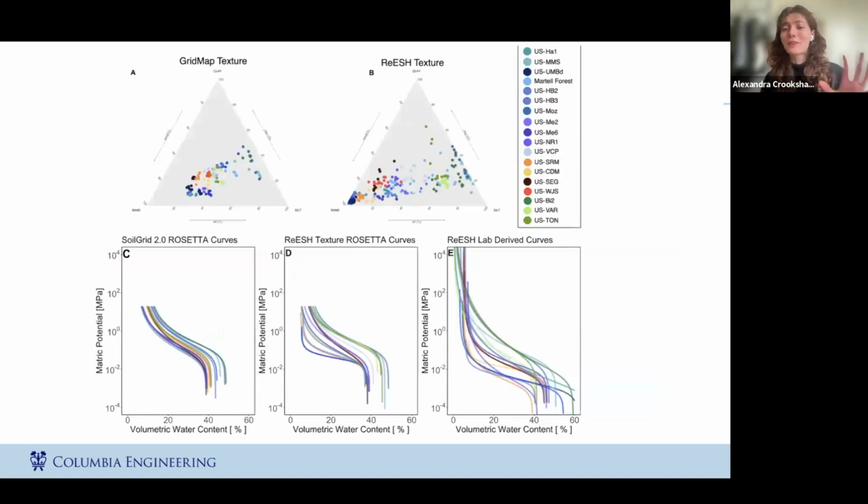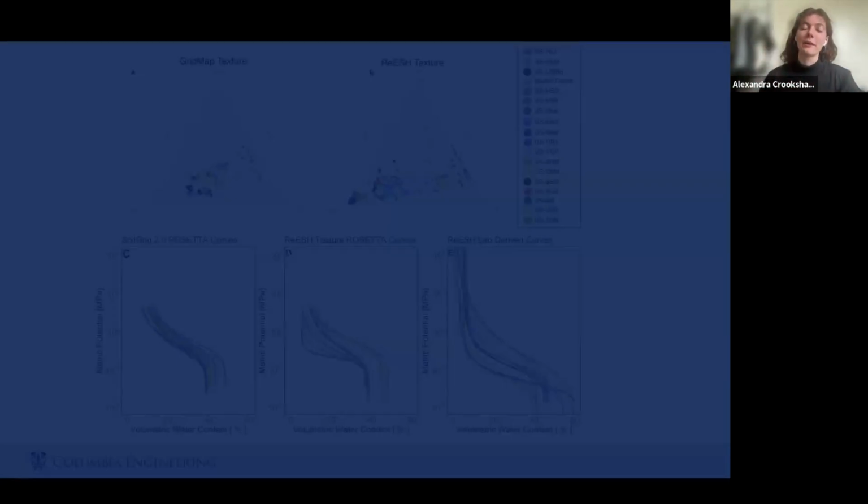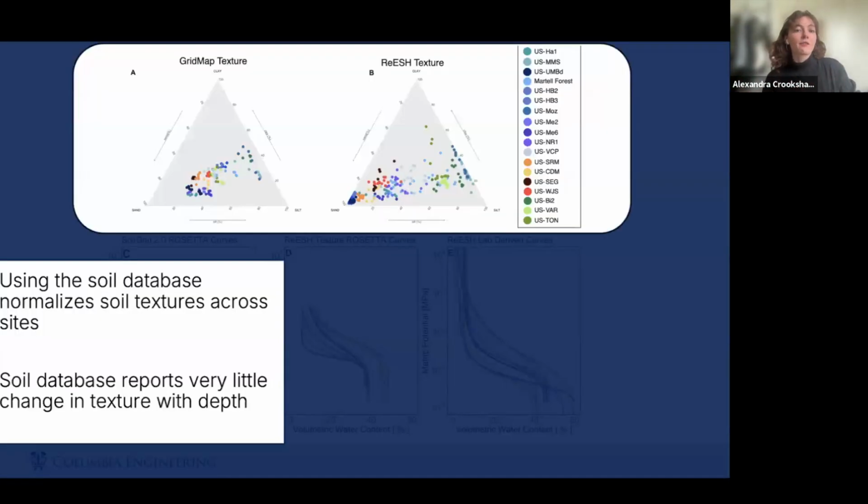And so to go right into the curves, this is all of it together, but it's a lot. So we'll break it up and take it step by step. First, just looking at the texture, on the left is the database texture that I mentioned, and on the right, the texture that we found in the lab. Using the database really normalizes the texture across sites. You can especially see that in some of the sandy sites where we found sand percent to be upwards of 70%. They're now being classified by the database as a sandy loam, sometimes even a loam.